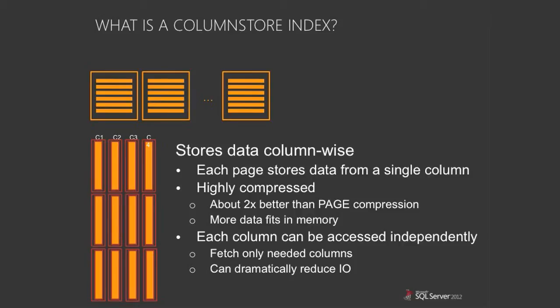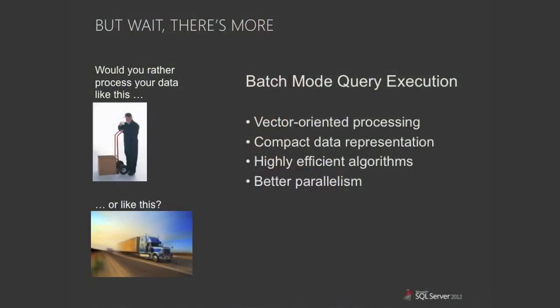we can access that column data independently. And that means for any given query, we only have to fetch the data from the columns that are needed for that query. And typical data warehouse queries only touch 10 to 15% of the columns in a big fact table. So if you think about it, you're reducing your I/O costs by 85 to 90% just right there. So we're compressing the data, we're dramatically decreasing I/O, but there's also more.